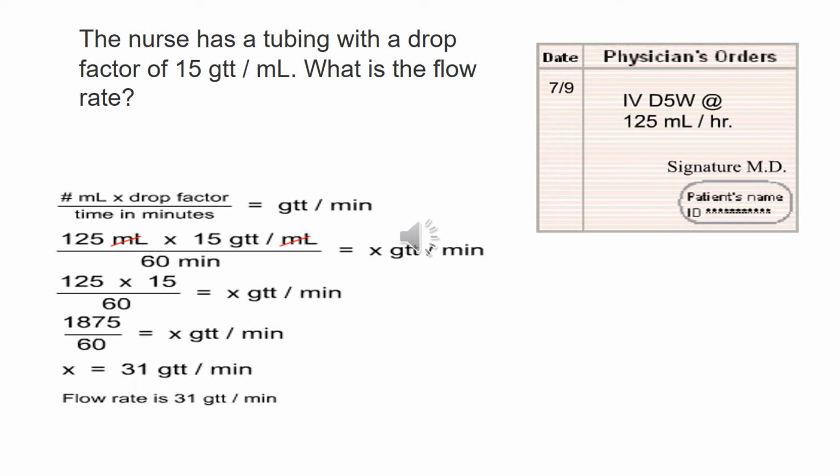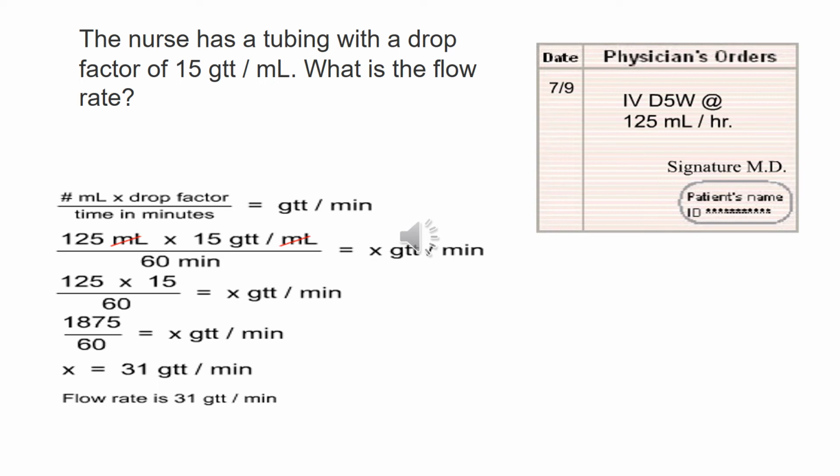With this one, we're going to look at number of mils times drop factor over time in minutes. The order doesn't really give you a whole lot, but we'll work through this with what we have. What we know we have is 125 mils per hour. We're going to convert the hour to minutes. So you're going to put your 125 mils times your drop factor, because your drop factor is always going to go on top, which is 15 drops per mil.